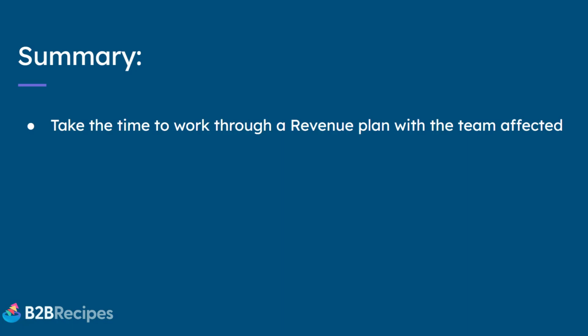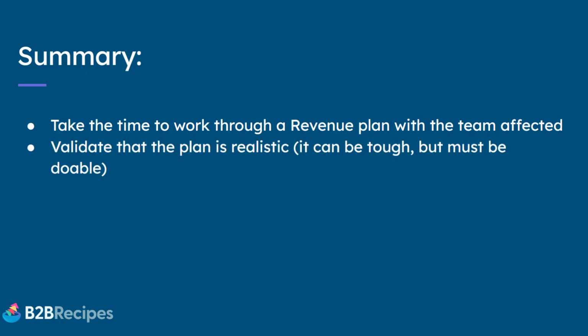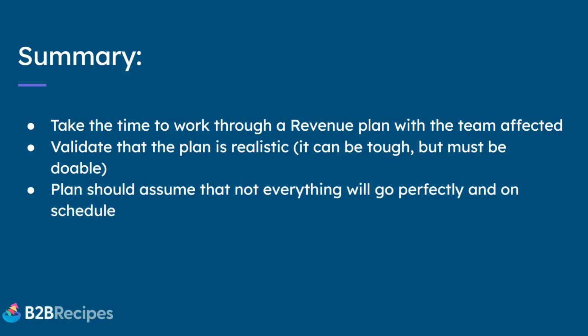It's important that we take time to work through the revenue plan with the team that's going to be affected and that we're going to depend on to deliver against the plan. We need to validate that the plan is realistic. It needs to be tough, but it must be doable. We have to understand what we need to do to execute and be successful against the plan. And lastly, the plan should not assume that everything is going to go perfectly. There has to be a buffer built into the plan for us to have success.